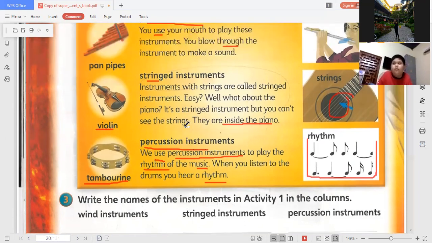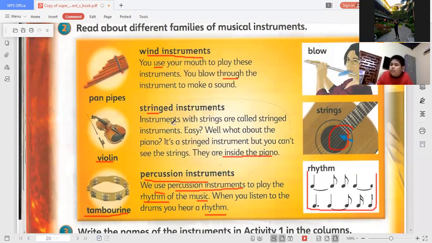So once again, what are the types of musical instruments? First, what's this? Wind instruments. Second, what's this? String instruments, correct. And lastly? Percussion instruments. Very good. So again, those are the families of musical instruments.